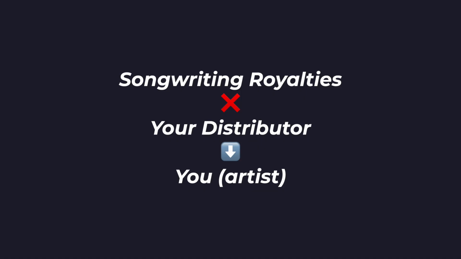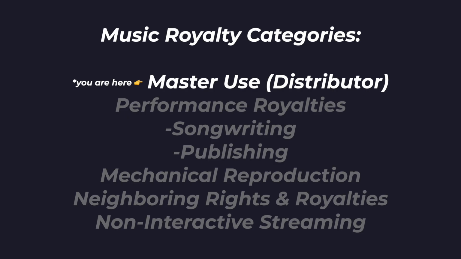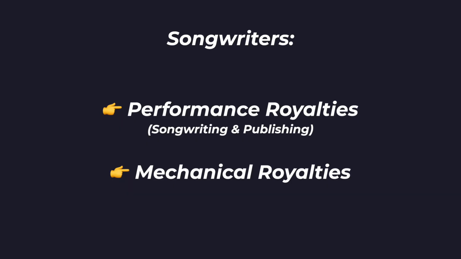But that's just one type of royalty that's paid to you because of the use of your master recording. And it might sound strange, but Spotify doesn't actually pay any of your songwriting royalties to your distributor, and that's why you're not getting anything from them. In fact, there are more royalty categories than musicians even realize exist, and there's a collection society for each. Let's first talk about the two types of royalties that are most relevant to you as a songwriter. The first being performance royalties, and the other being mechanical royalties.